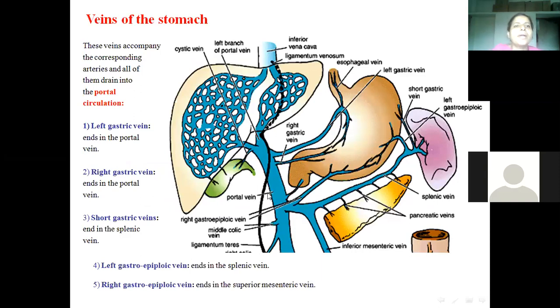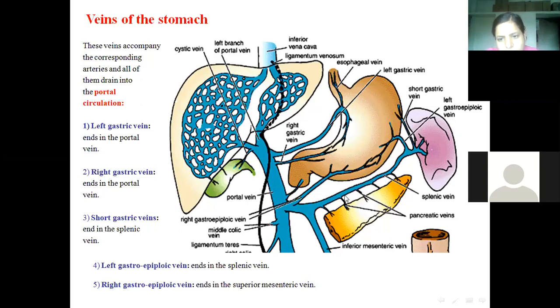So correspondingly to the arteries, we have veins. You call them a venous network. We have various veins like left gastric vein, right gastric vein, short gastric veins, left gastroepiploic vein, right gastroepiploic vein. All these veins will be draining into portal vein. Okay, splenic vein will receive, we have studied portal vein as a short note. Of course, we will be studying it as an essay in future classes.